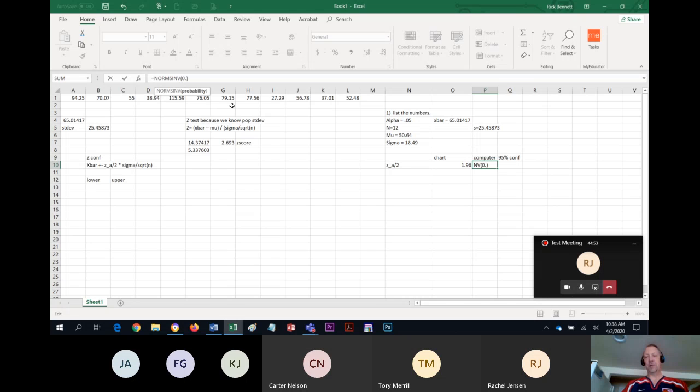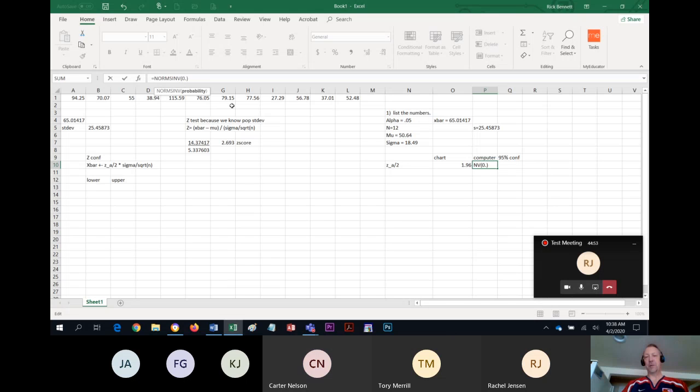Now the problem is I've got a z-score of 2.693. That's my z-score. And when I look at my table, what does my table tell me? It tells me the area to the left. So was Carter correct in doing the 1 minus norm s dist? Yes, he was. Okay.